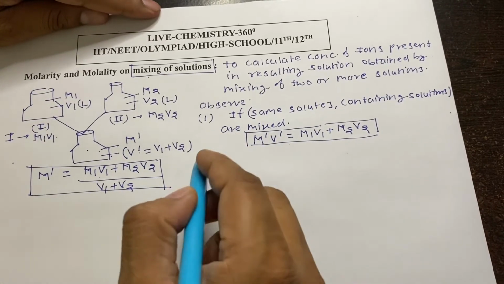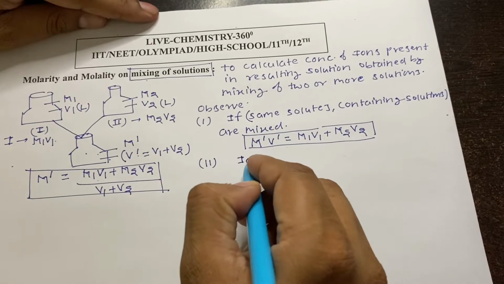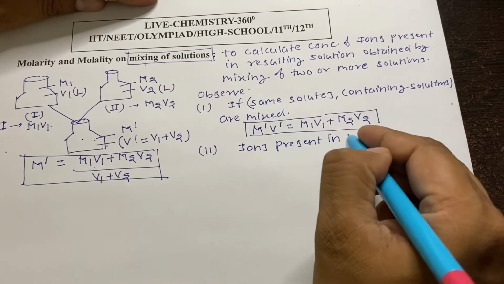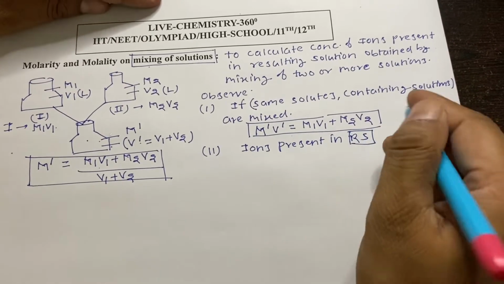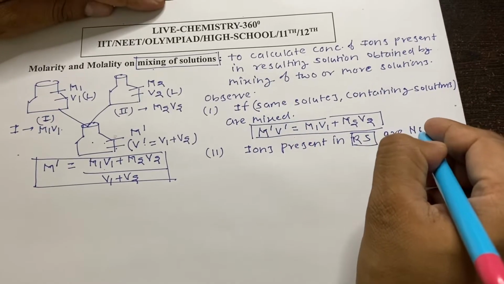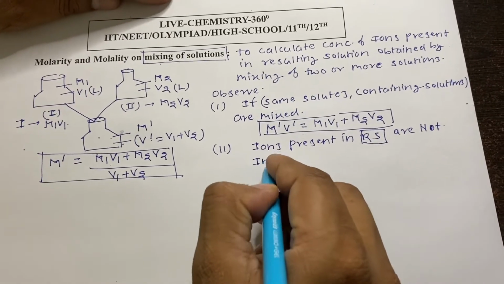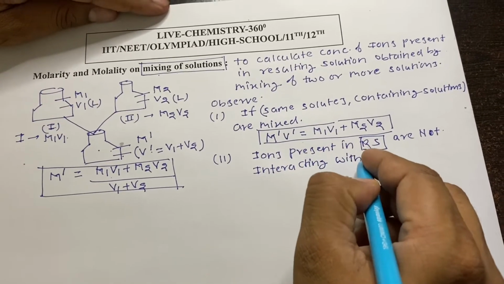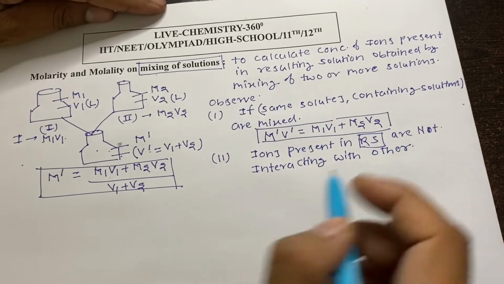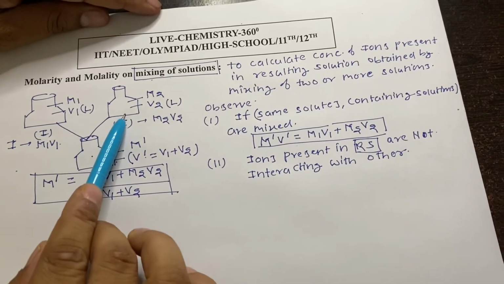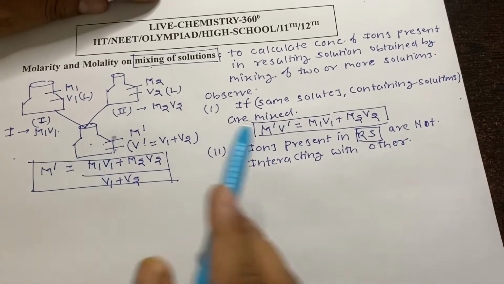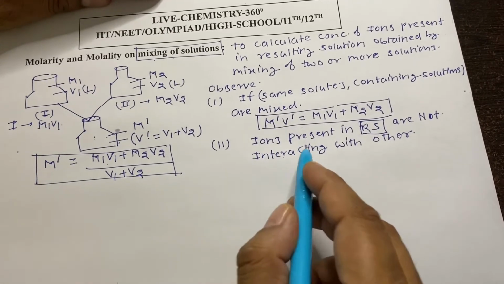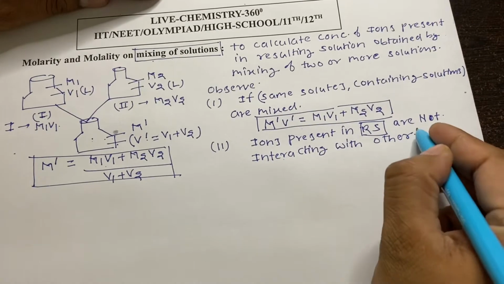Or we can also say that ions present in resulting solutions are not interacting with each other, which means that the ions which are coming from solution 1 and solution 2 are not reacting on mixing. So this is the case in which we can calculate the molarity like this.